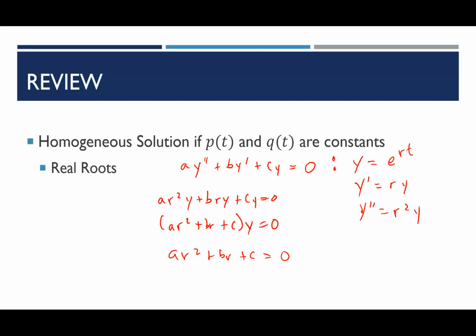And you've all had enough math. I'm not going to go through the quadratic formula to find the roots. If you have real roots, then you just have, well, how many roots are you going to have for a second order differential equation?